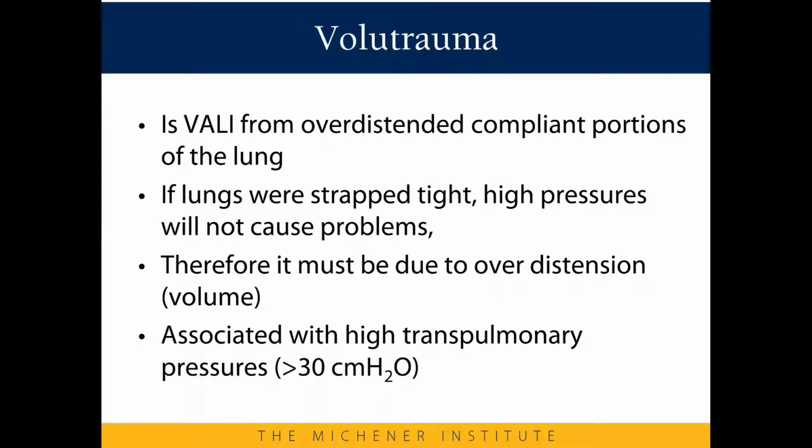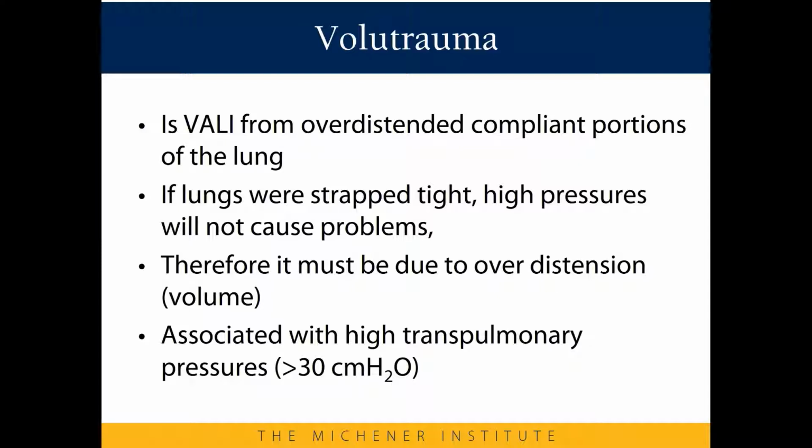So our next slide is volutrauma. So we can cause damage to the lungs by over-distending any areas that are compliant with too much volume. So if we don't think about the size of our patient's lungs, and we use aggressively high tidal volumes, then we can over-distend and cause damage to the alveoli.